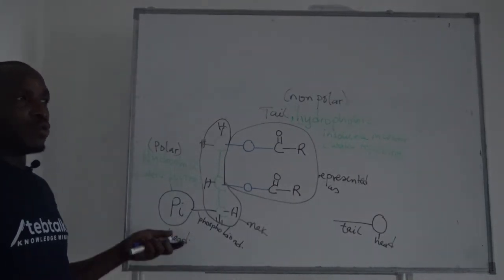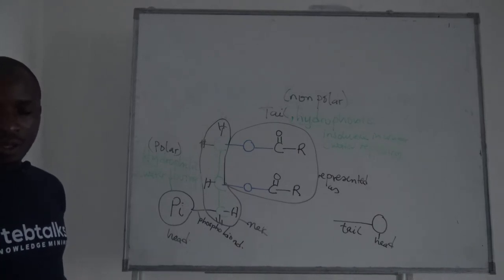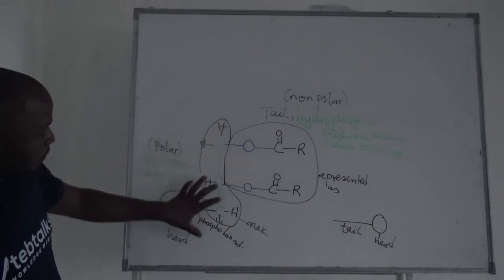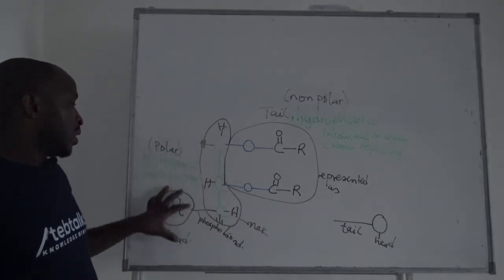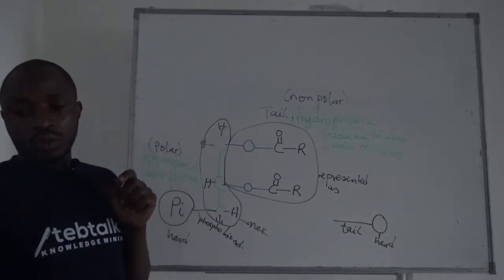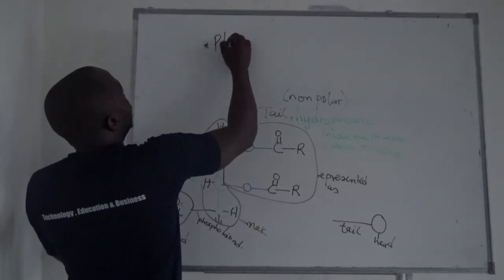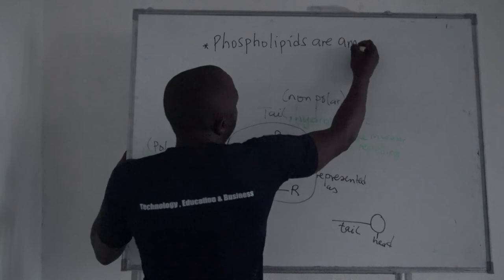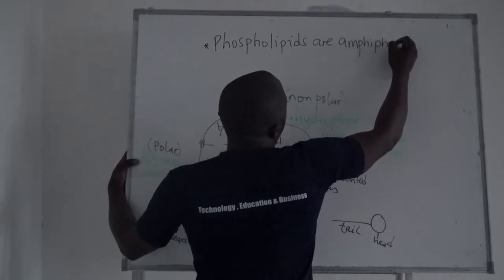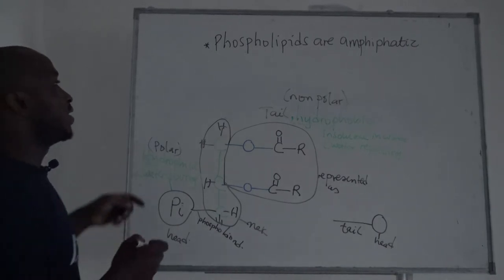So such a molecule is a wonderful molecule. It means it has two properties on behaving with water. The tail being non-polar, it does not go into solution. The head being polar, it goes into solution. So such a chemical, we shall describe it and say phospholipids are amphipathic. Phospholipids are amphipathic.